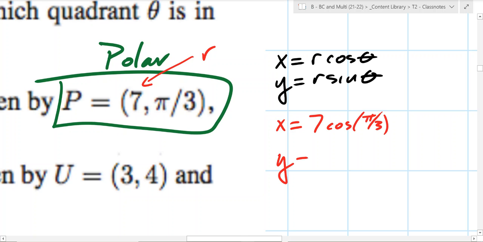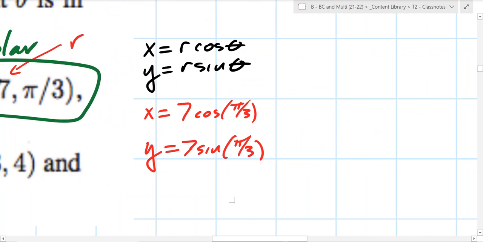And y is equal to 7 sine of pi over 3. Now, you need to not stop here, because those are nice trig values. Some people do, and you lose a point. What is cosine of pi over 3?